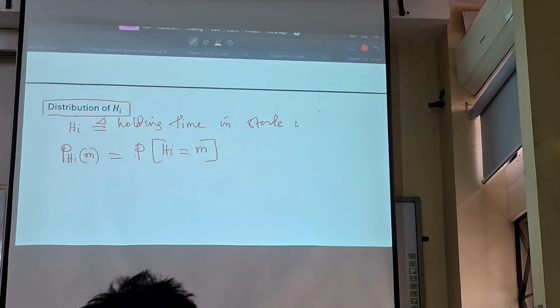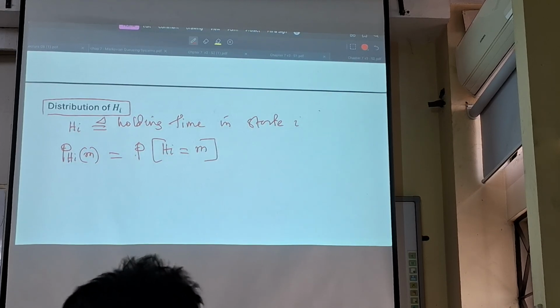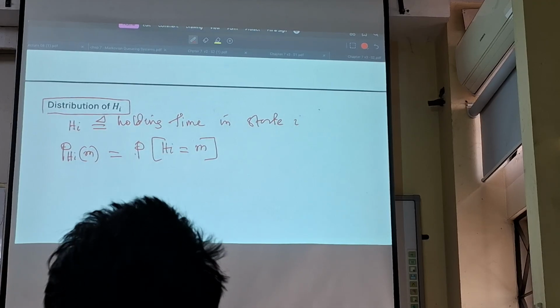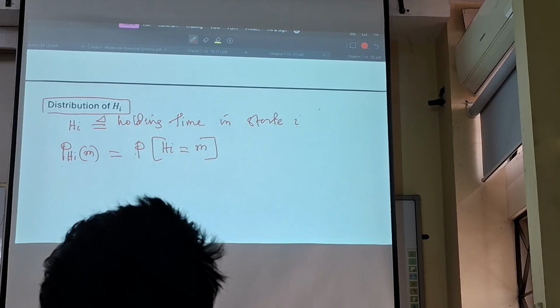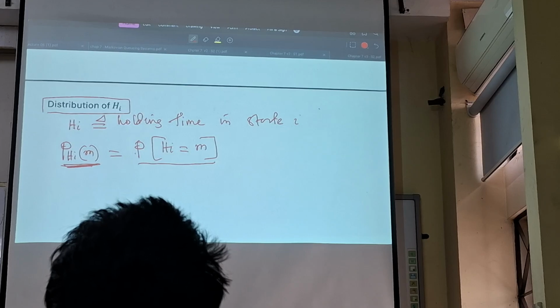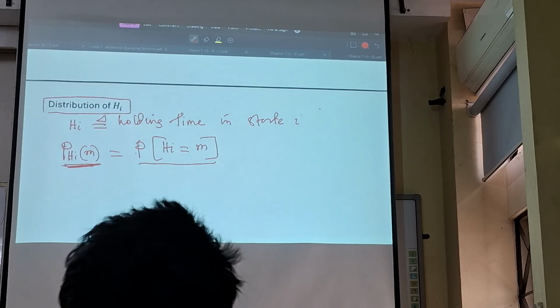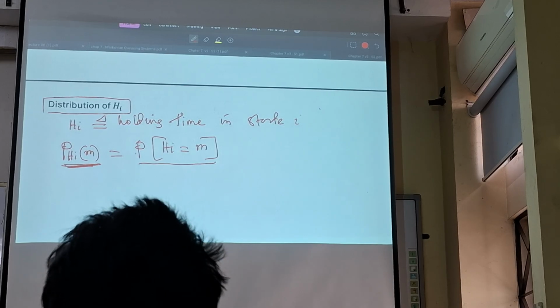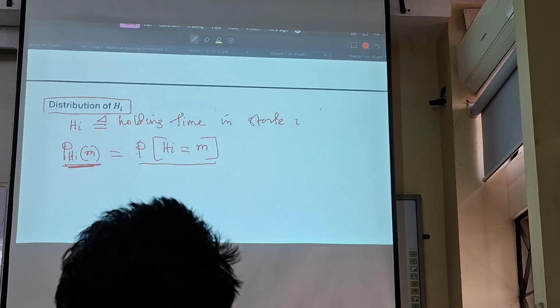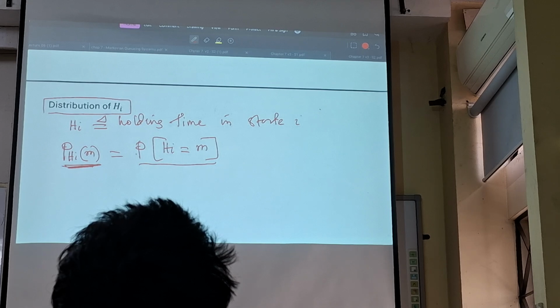What does it mean? H_i is the holding time in state I, and the PMF of H_i is the probability that H_i is m. J hasn't been selected yet. Sorry? J hasn't been selected yet. No, J has been selected. If J has been selected, then how can we include J? That's the question.